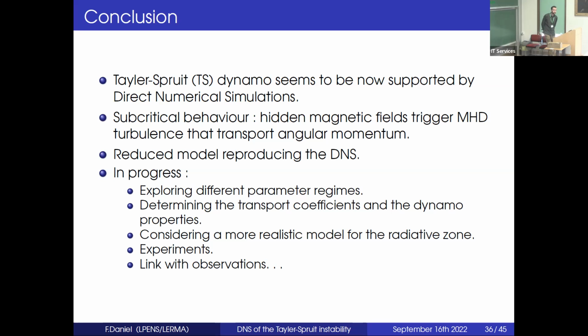What is the source of turbulence here? Okay, so it's really Taylor instability. Okay.